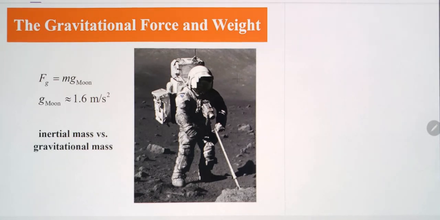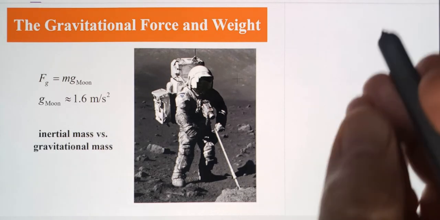Okay. Now let's talk about what they say was a silly mistake that they made when they sent the astronauts on their first journey. They made a silly mistake. What is the mistake?